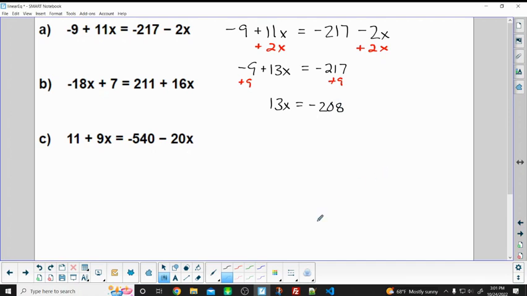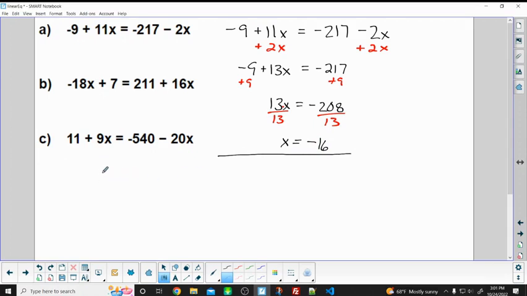And then the last thing I need to do is just undo this multiplication of 13 by dividing by 13. And I have x is equal to, I'm going to use my calculator, negative 208 divided by 13. And that comes out to be negative 16. All right, so that's that one. So let me do this one over here.